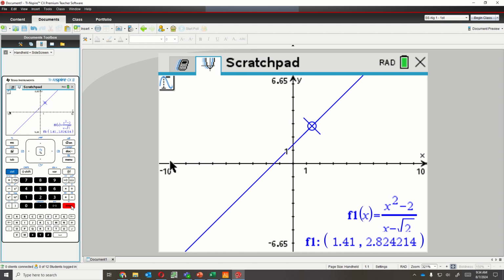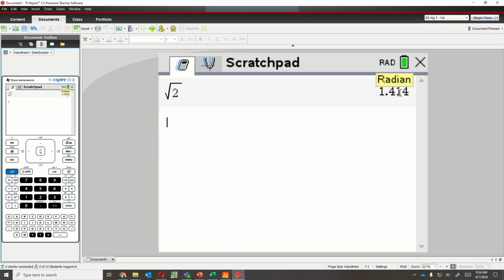1.41. There we go. Ooh, it's getting closer. And 1.42. It's closer. And right here, so it should be between, if I look right here, 1.41 and 1.414, right? So in between my 1.41 and my 1.42, that's my radical 2 in there, right?